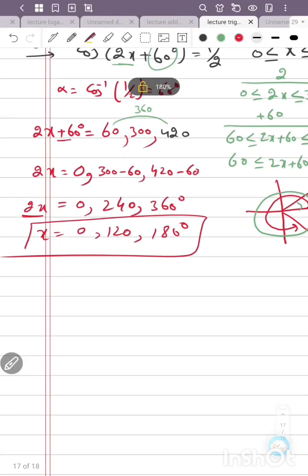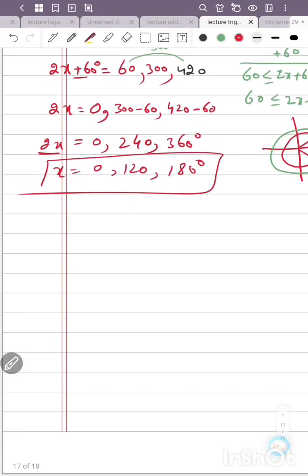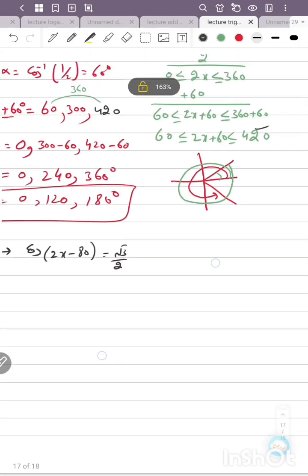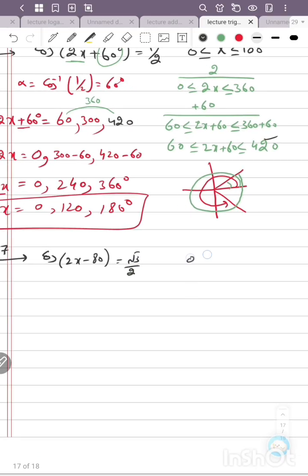Here is the next question. The last question was 6, so this question will be 7. Cos(2x minus 80) equals square root 3 by 2, and its limit is 0 less than x less than 180. Now how do we deal with this one? Because here it is 2x minus 80, there should also be 2x minus 80.